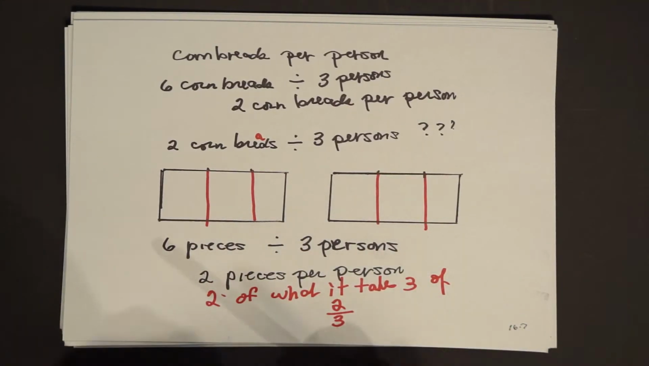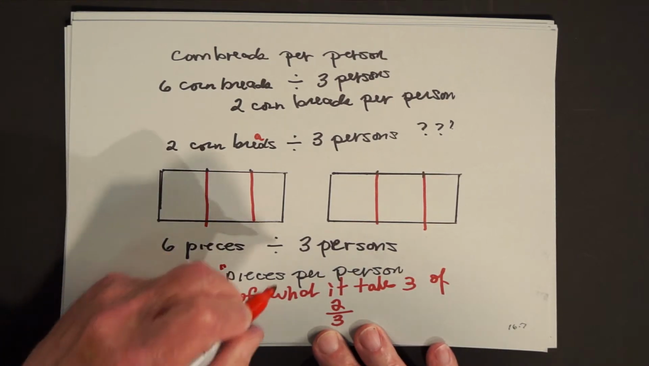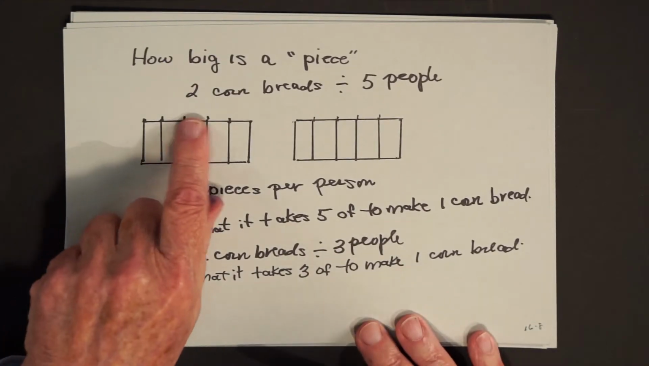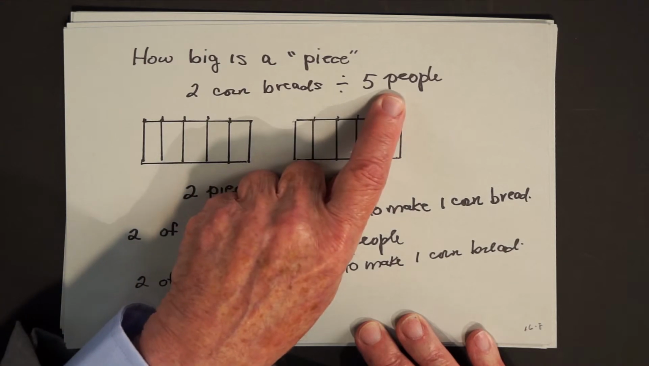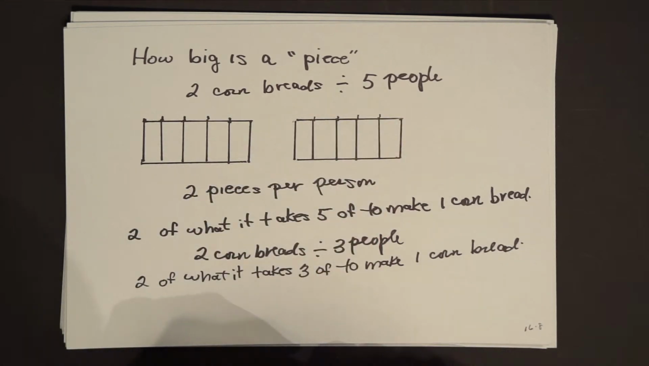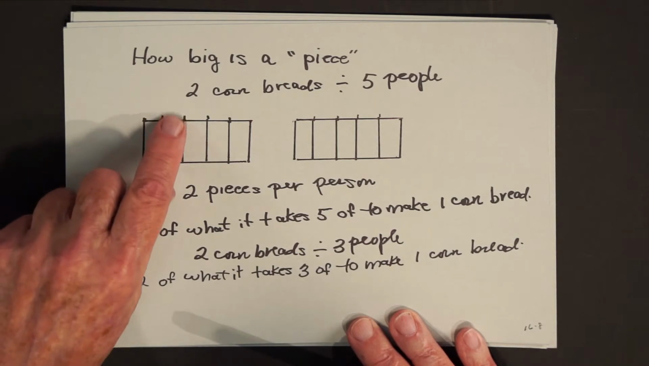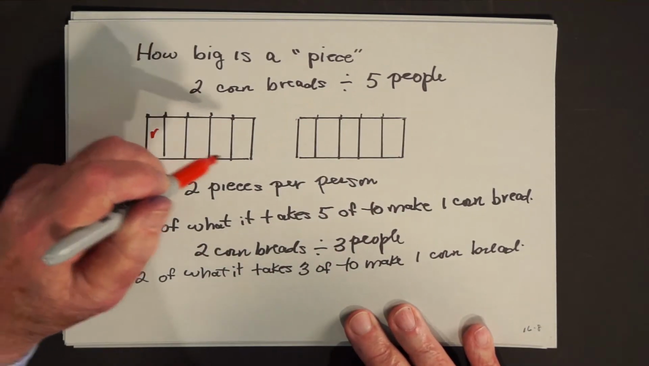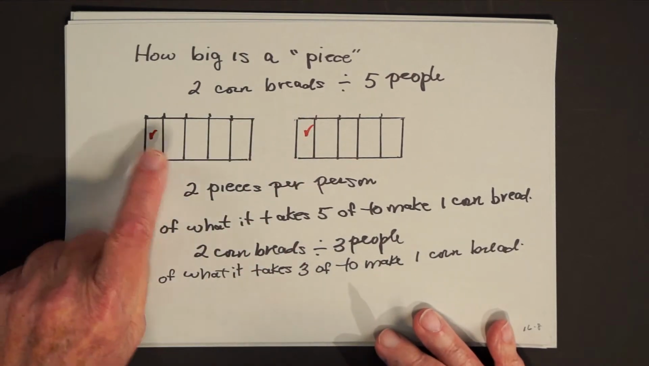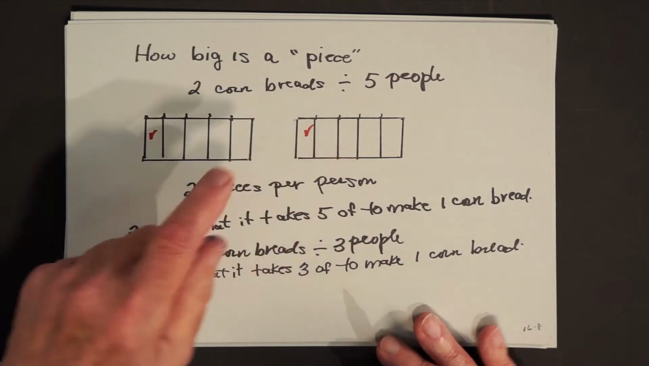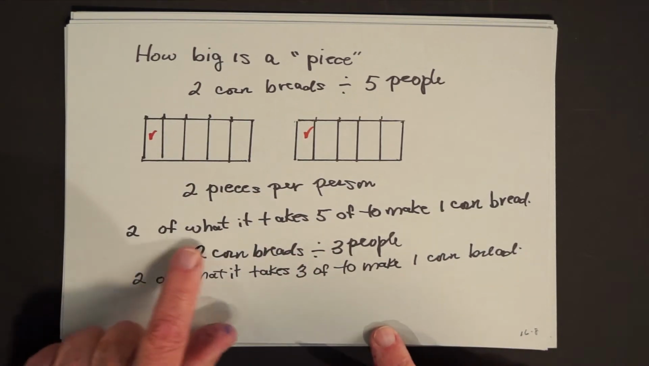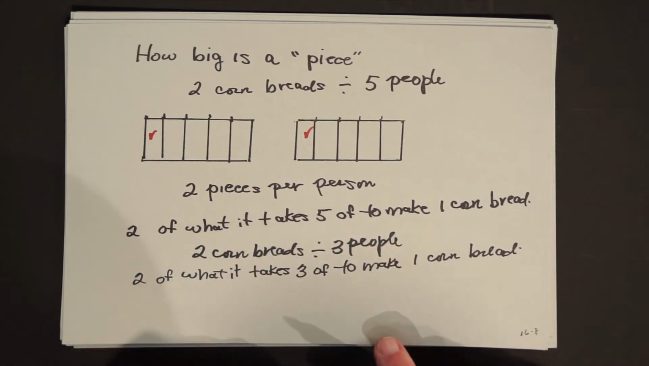The problem is, this is kind of easy to see, I think, but the word pieces is subjective. For example, could I have taken the same 2 cornbreads and divided them equally among 5 people? Yeah, what I would do then is divide each cornbread into 5 pieces of equal size and give each person 1 piece from each cornbread, saying 1 piece for you, 1 piece for you, 1 piece for you, 1 piece for you. Just deal them out. So again, each person gets 2 pieces, but this time it's 2 of what it takes 5 of to make a cornbread.